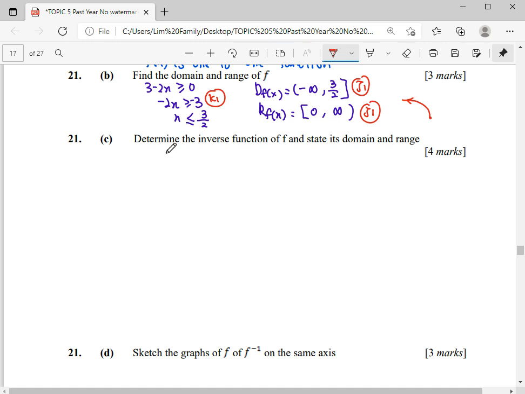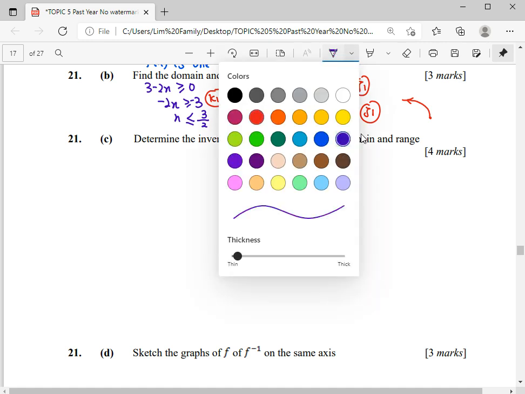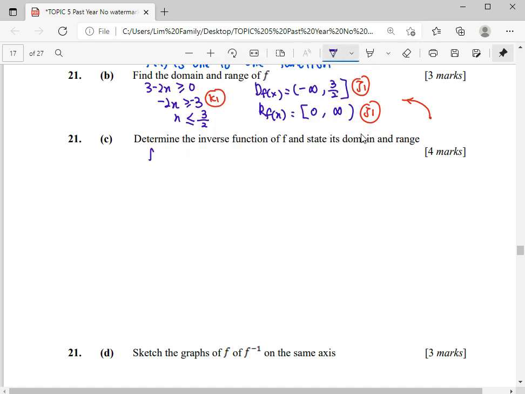Before we draw the graph, question C asks us to determine the inverse function and state its domain and range. For the inverse function, we start with f inverse equals y. Then we inverse the function: domain becomes range, range becomes domain. Then we substitute our y and find y. When I want to move the square root to the right hand side, it becomes square.